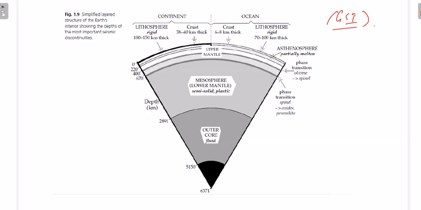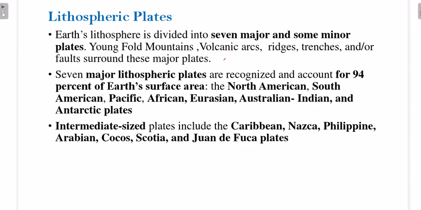Right. So phase transition आपको पता है, olivine to spinel is around 660 kilometers. और यहां तक आपकी asthenosphere की lower part of the asthenosphere or the lower part of the upper mantle. Alright.